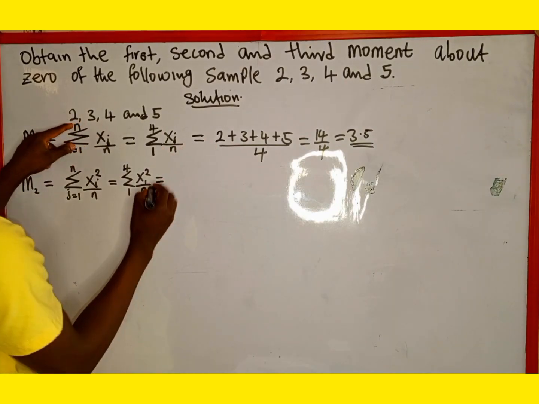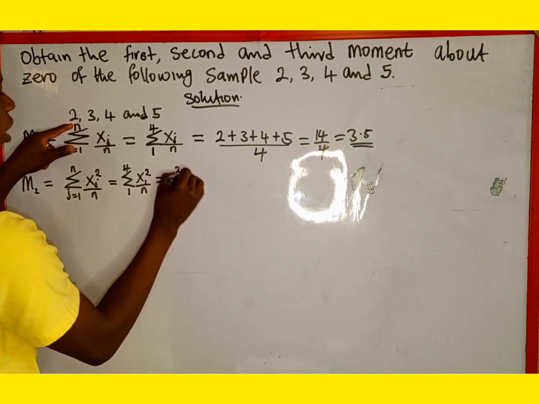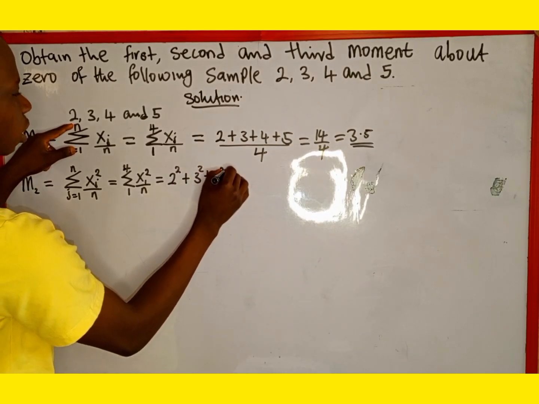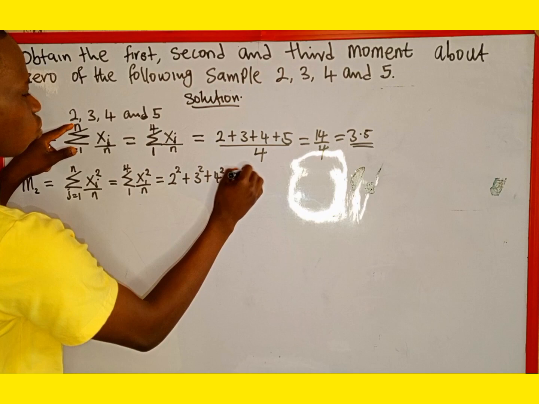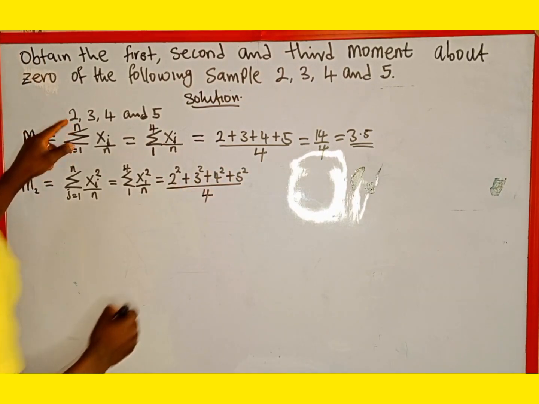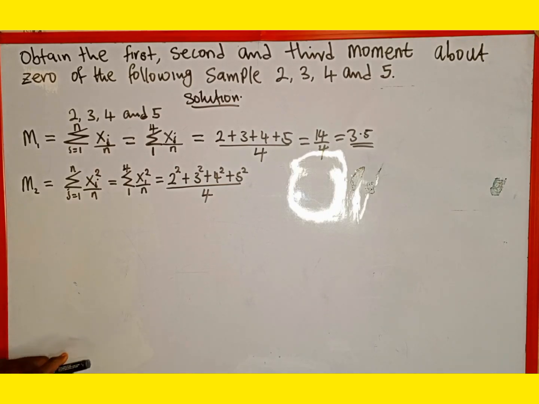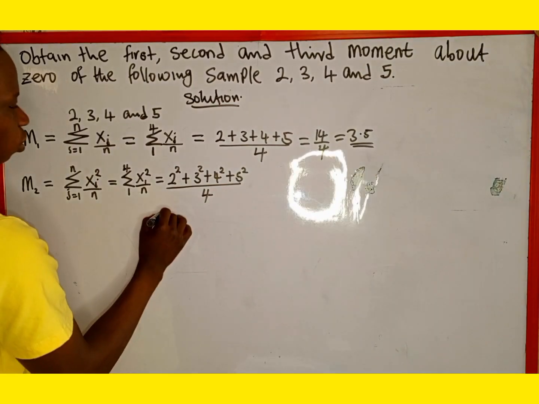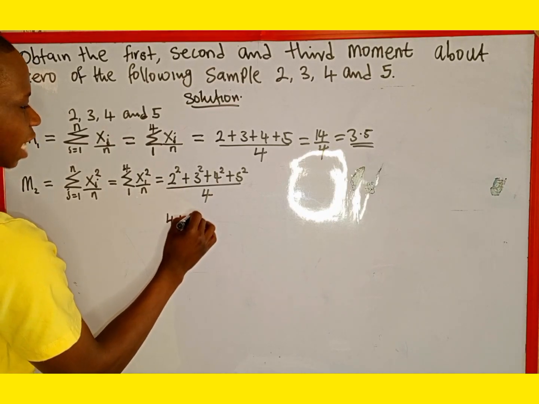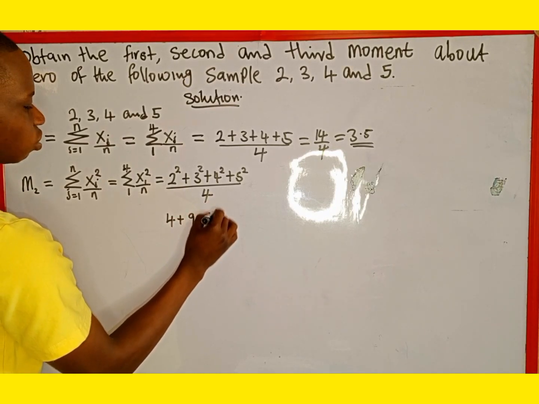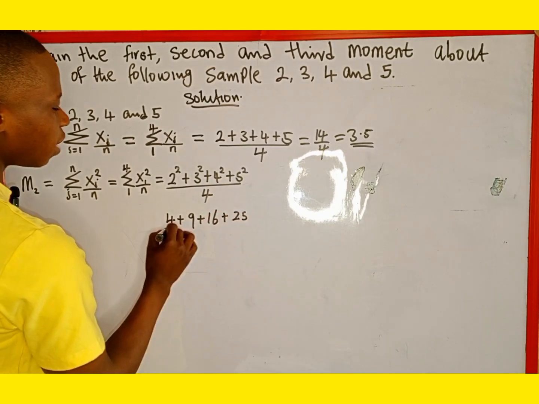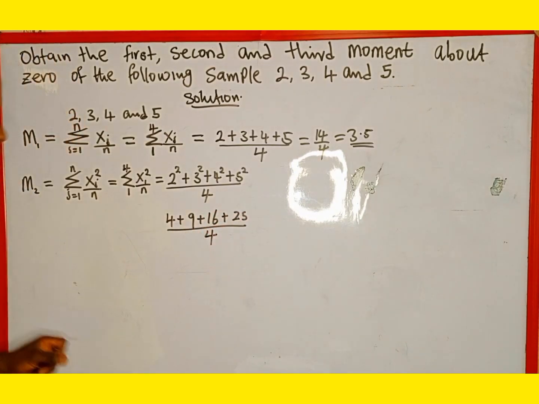The first data is 2 square, plus 3 square, plus 4 square, plus 5 square, and everything over n. And n is equal to 4, the total number of data. So 2 square is going to give us 4, then plus 3 square is 9, then plus 4 square is going to give us 16, then plus 5 square, which is equal to 25. So everything divided by 4.